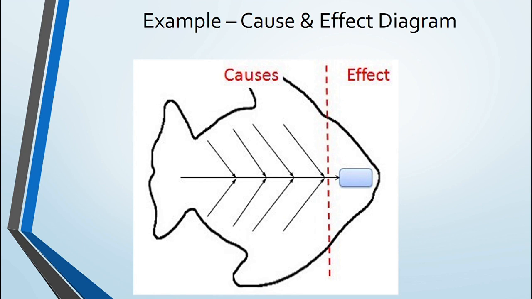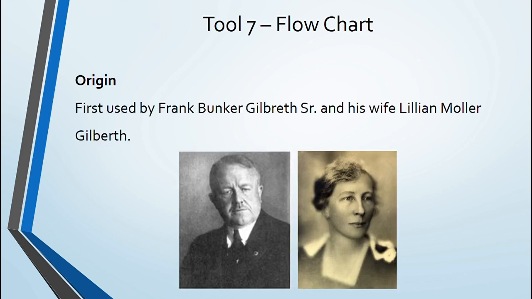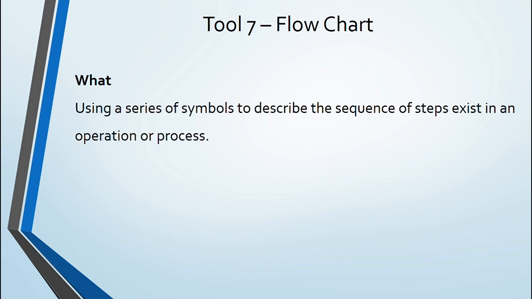Our final tool, the 7th tool, is the flowchart. Its origin comes from the USA with the engineer and consultant couple Frank Bunker Gilbreth Sr. and Lillian Moller Gilbreth. A flowchart can be defined as a tool to describe the sequence of steps in an operation or process using a series of unique symbols.